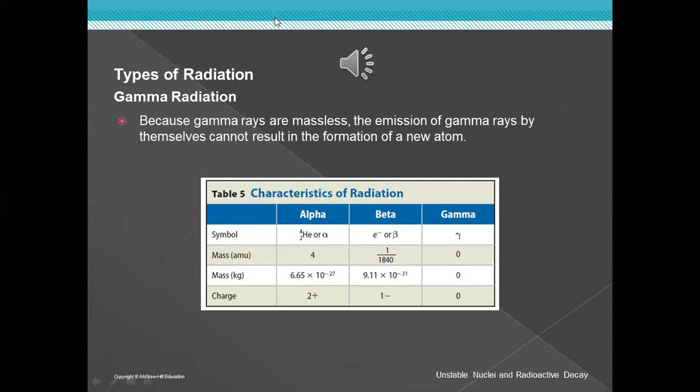Yes, yes. Because gamma rays are massless, the emission of gamma rays by themselves cannot result in the formation of a new atom. It's okay.